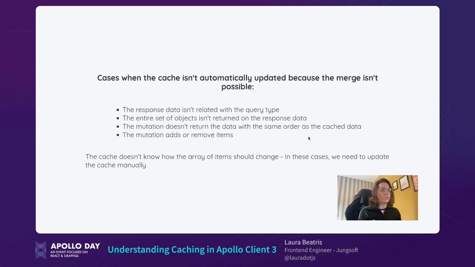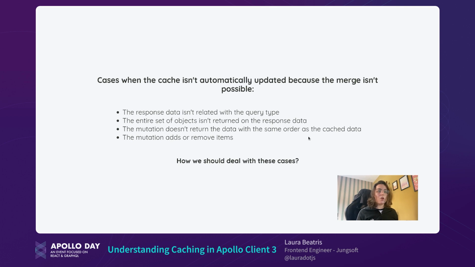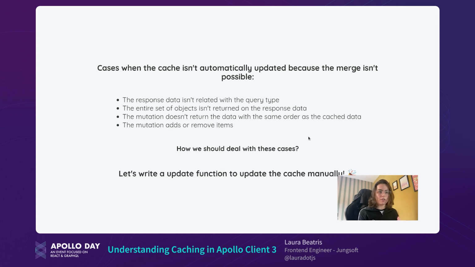Other situations are when the entire set of objects isn't returned in the response data, the mutation doesn't return the data in the same order as the cache data, and the mutation adds or removes items. And the cache doesn't know how the list of items should change in these cases, so we need to update the cache manually. And how can we do that? So we use the update function to update the cache manually.